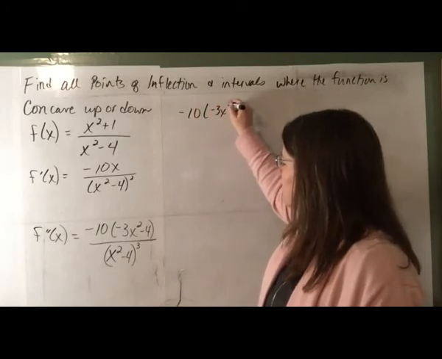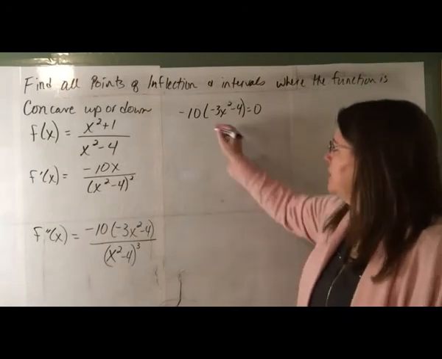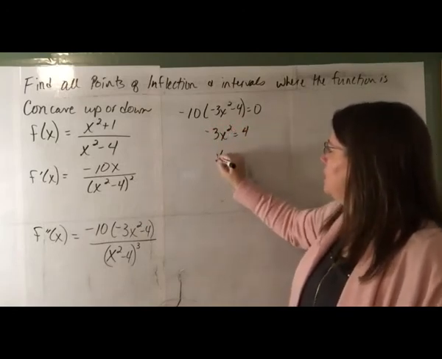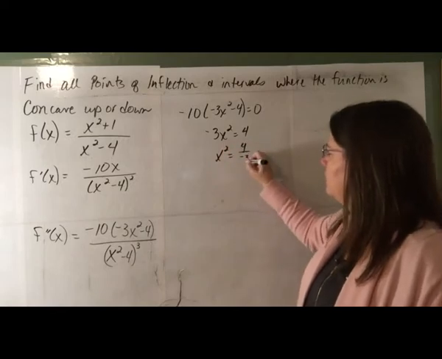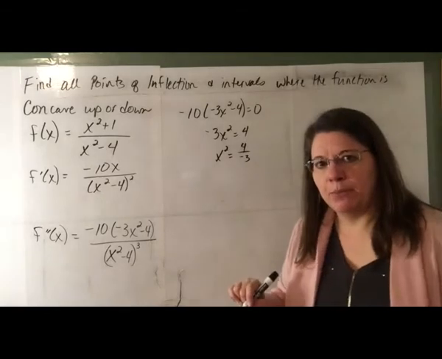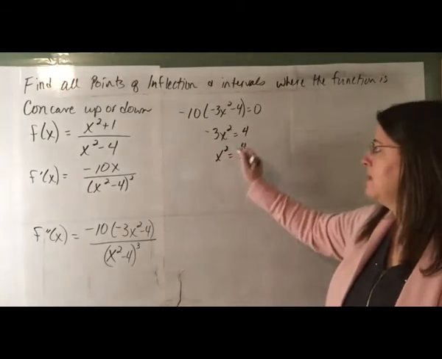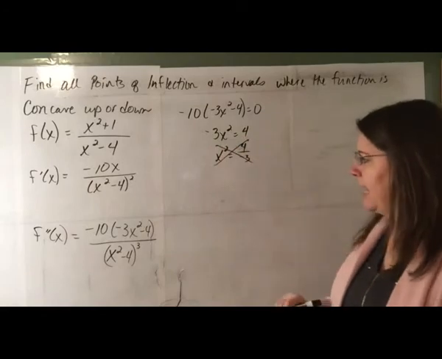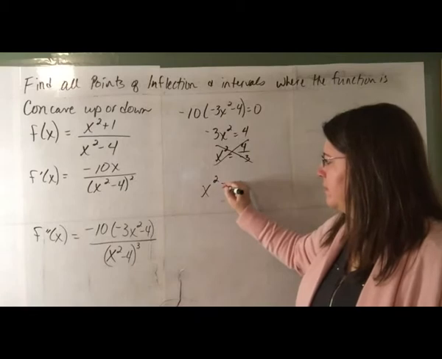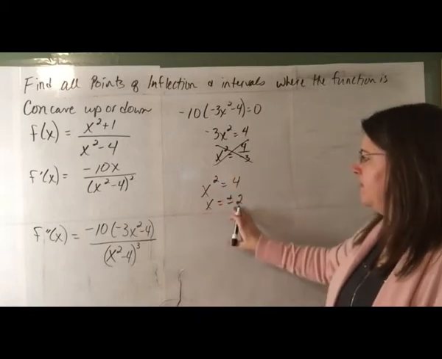well, the negative 10 is going to cancel out. So I'm going to have negative 3x squared equals 4. So x squared equals 4 over negative 3. So that's going to give me imaginary numbers. So I'm not going to yield any critical values with this one. So that's not going to help me. I'll throw that out. When I set the denominator equal to 0, that gives me plus and minus 2.